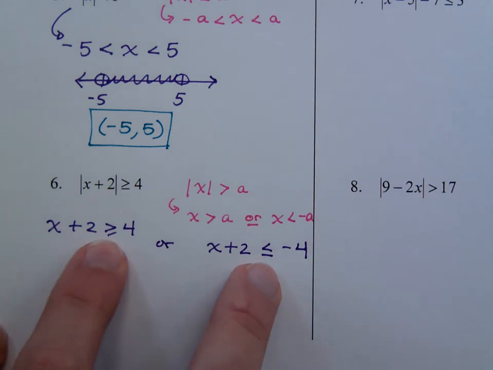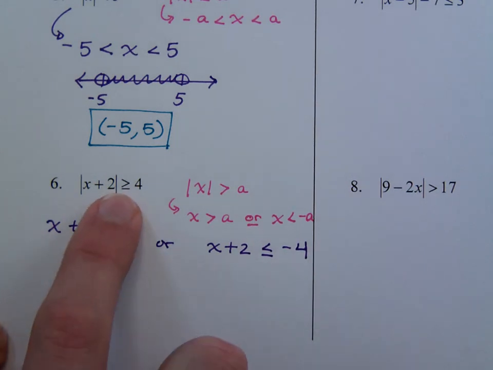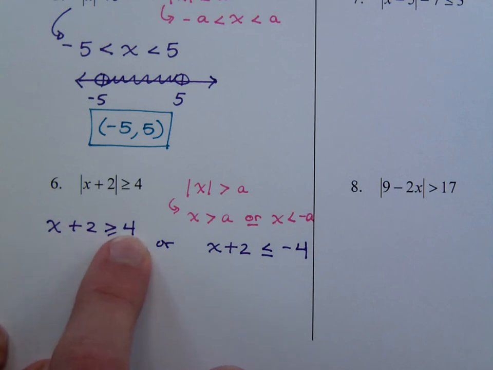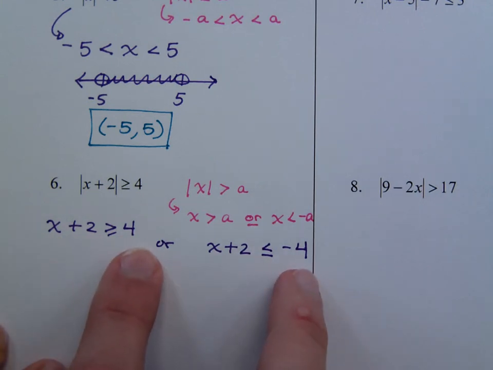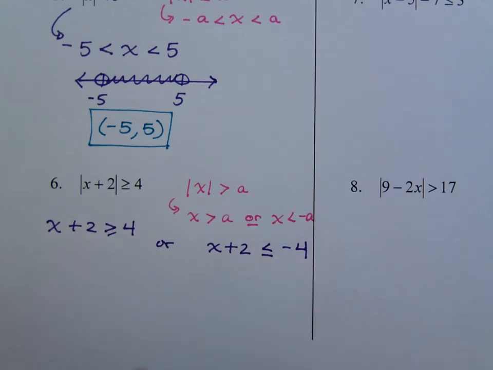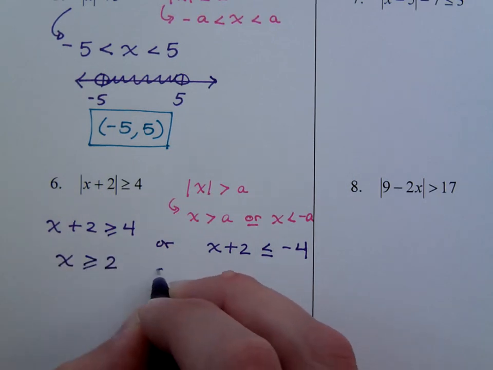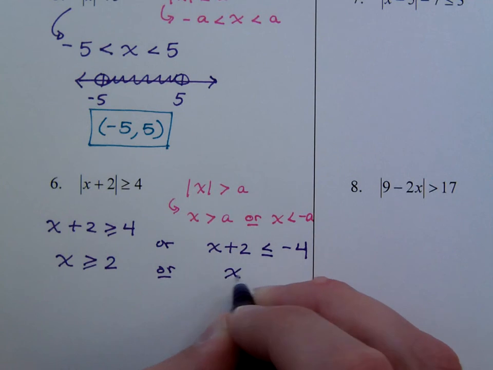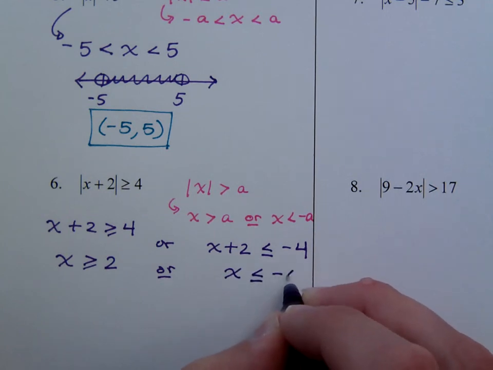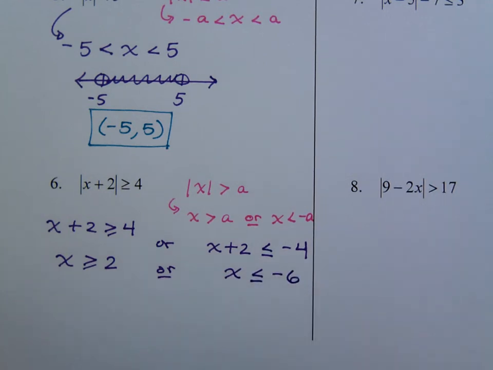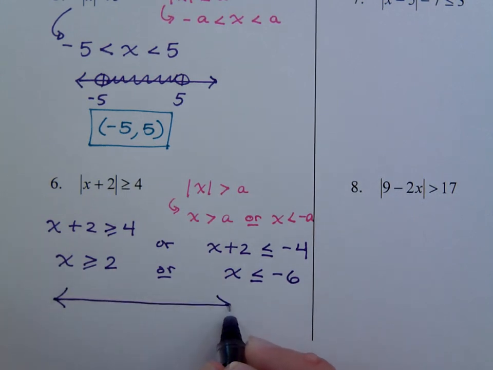Notice that these have opposite directions. The first one is just the original. You flip this and you change the sign. So here, when you solve this, you get x is greater than or equal to 2, or x is less than or equal to -6. Remember, the word or corresponds to union.